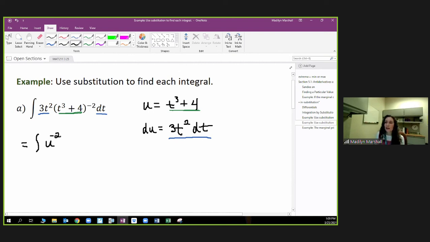So that's sort of like our exterior function that's being left, and that's what we will end up actually integrating with the u. But then that whole 3t squared dt is being replaced by du. So we have our u that came in and now has the -2 as an exponent, and du is that whole 3t squared dt part.